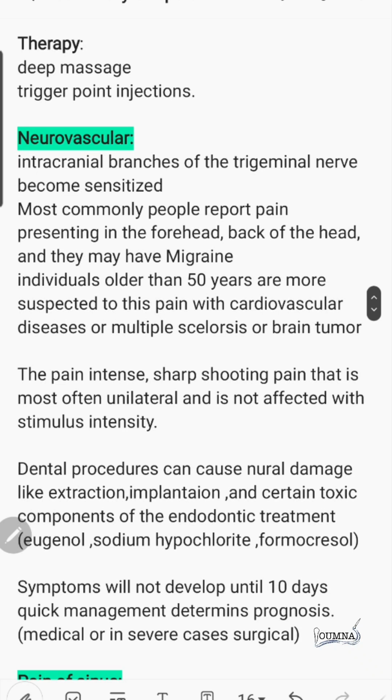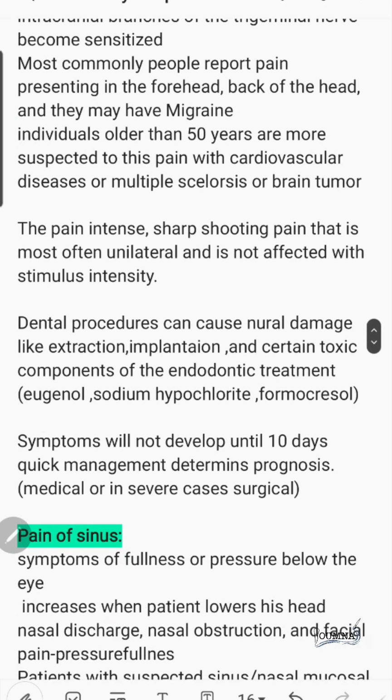The neurovascular pain: intracranial branches of the trigeminal nerve become sensitized. Most commonly, people report pain presenting in the forehead and back of the head, and they may have migraine. Individuals older than 50 years are more suspected to this pain with cardiovascular diseases or multiple sclerosis or brain tumor. The pain is intense, sharp, shooting pain that is most often unilateral and is not affected by stimulus intensity.